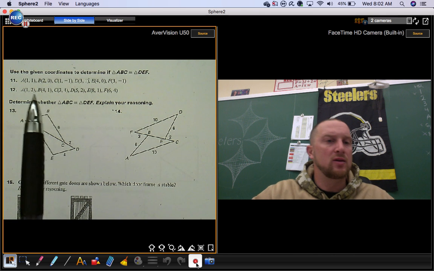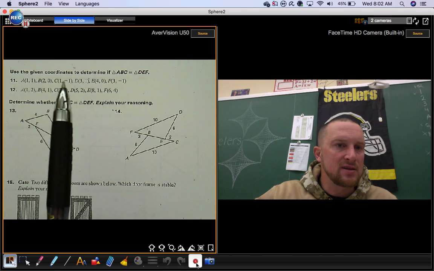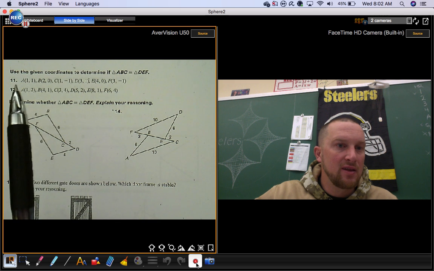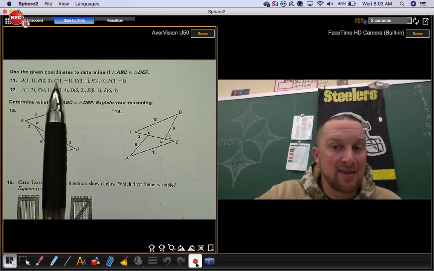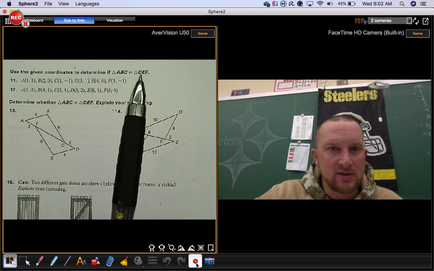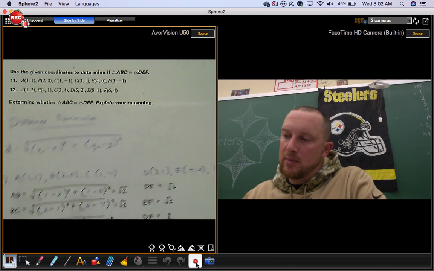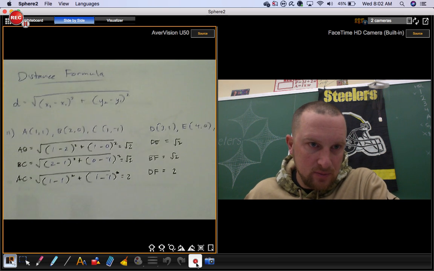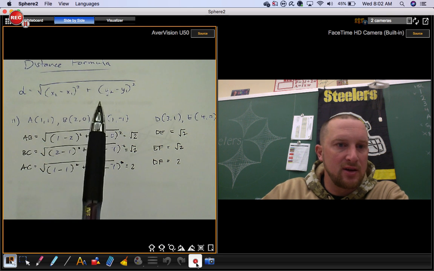That's not a bad way to do it. But the better way to do it is to find the distance between these ordered pairs. Then find the distance between these ordered pairs. Then find the distance between these ordered pairs. What you're actually doing is finding the length of all three sides of this triangle. Then find the length of all three sides of that triangle. You do that by using the distance formula. So if you don't remember the distance formula, that's from chapter 1. There it is right there.